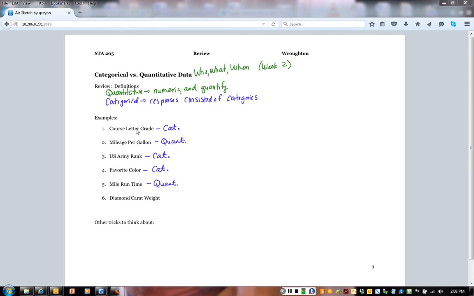And then our diamond carat weight. If you have a half carat diamond versus a 1 carat diamond, do those numbers again quantify something with that difference? Yes, it does. So you have twice as big of a diamond if you have a 1 carat versus a half carat diamond.